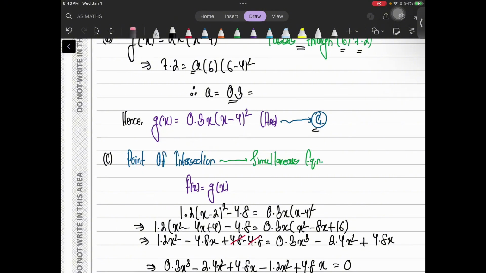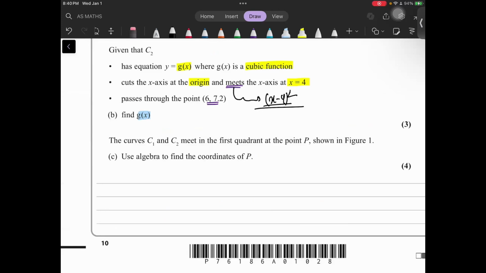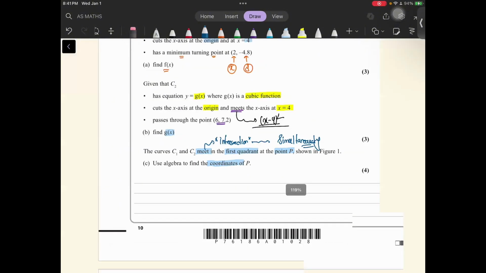And now they said that curves C1 and C2 meet in the first quadrant at the point P. Use algebra to find its coordinates, right? As soon as you hear the word coordinates, it means intersection. Whenever it is something about intersection, you have to solve the equations simultaneously. So the equation of curve 1 is going to be equal to the equation of curve 2, right? Yeah, that is what I did.